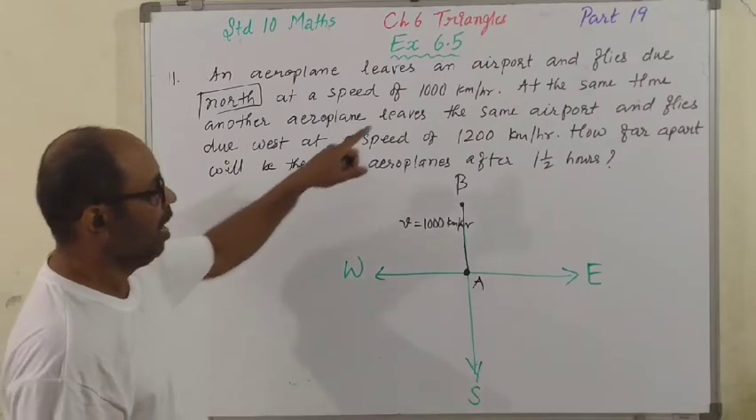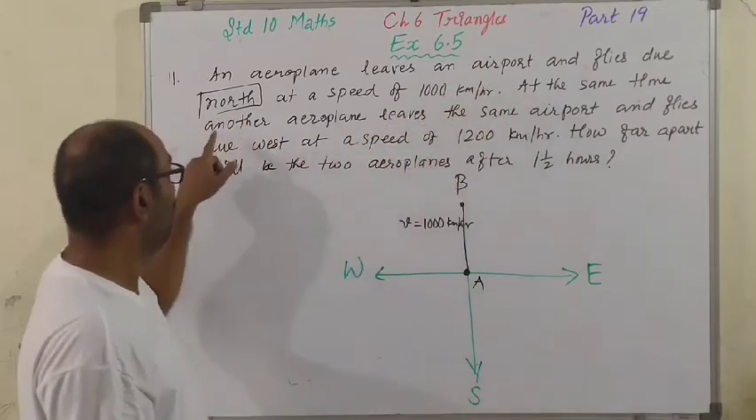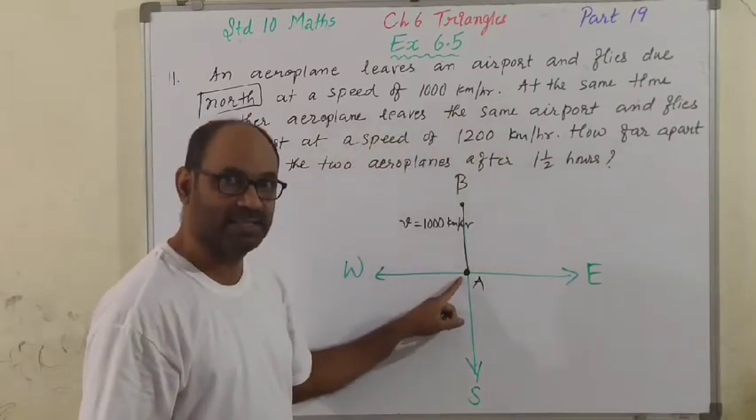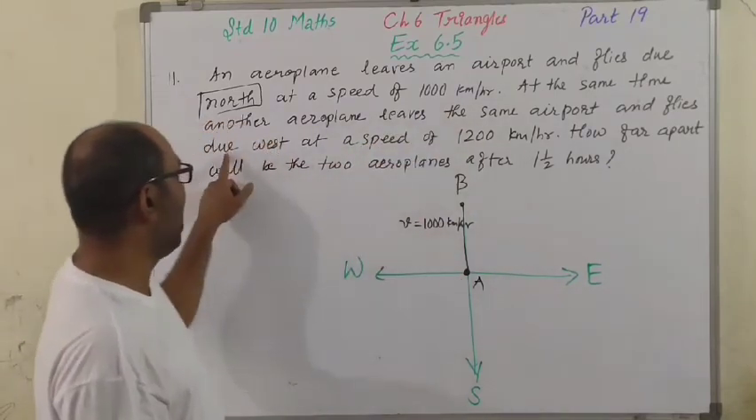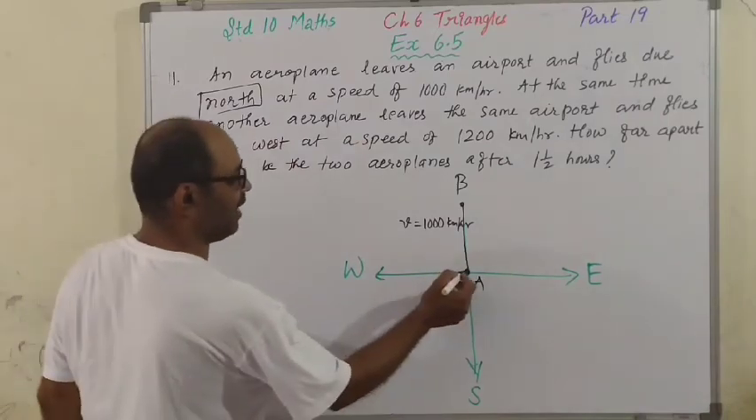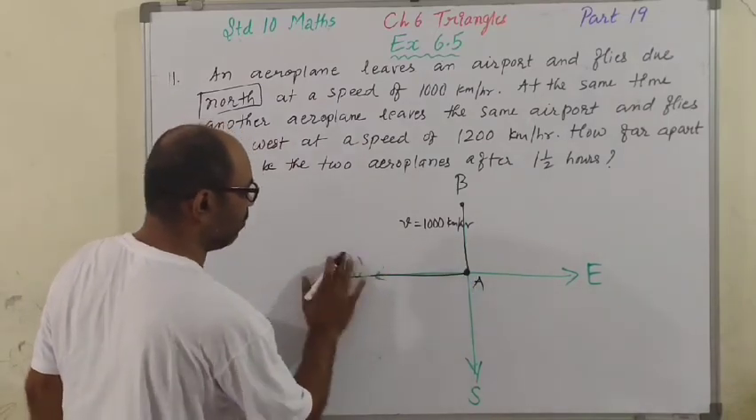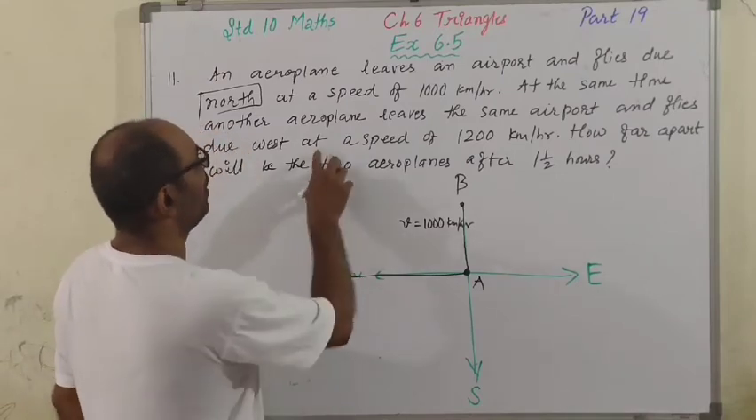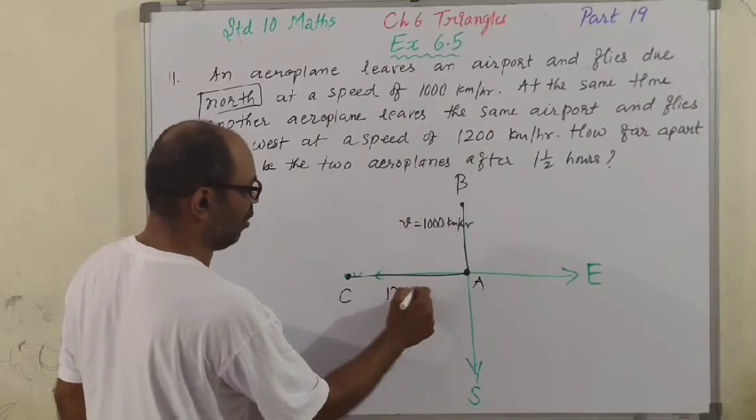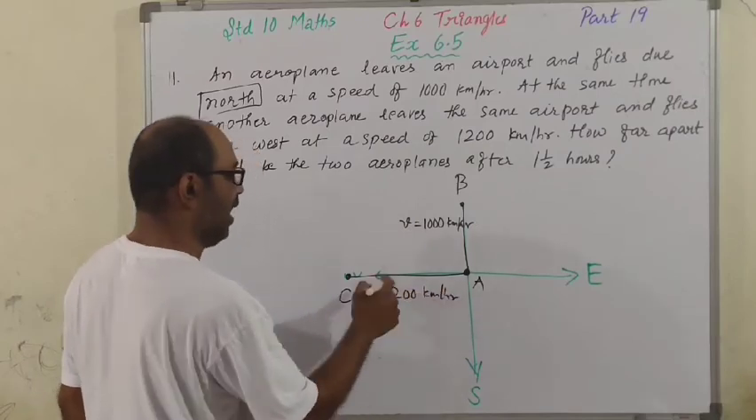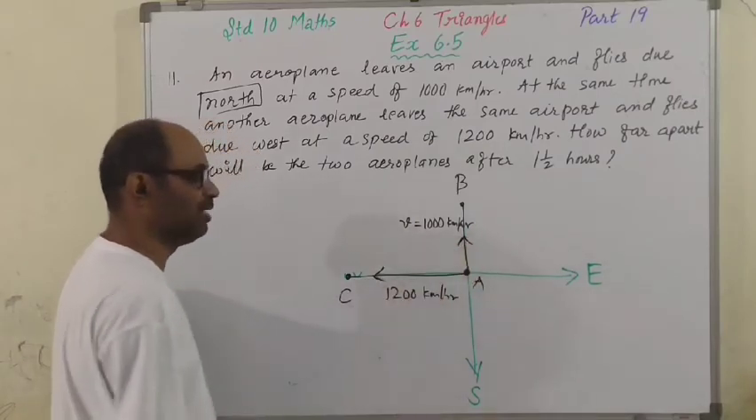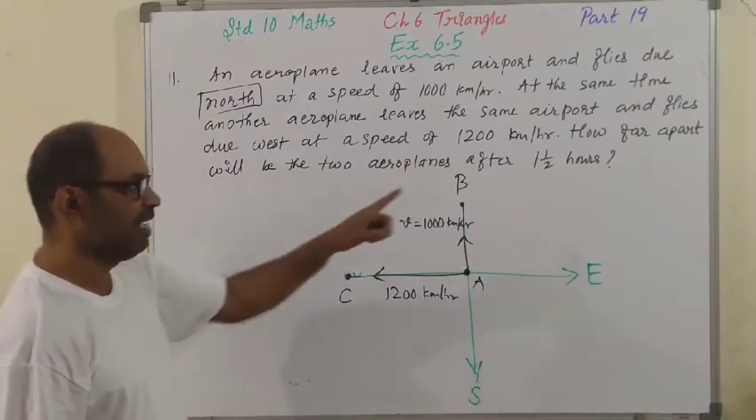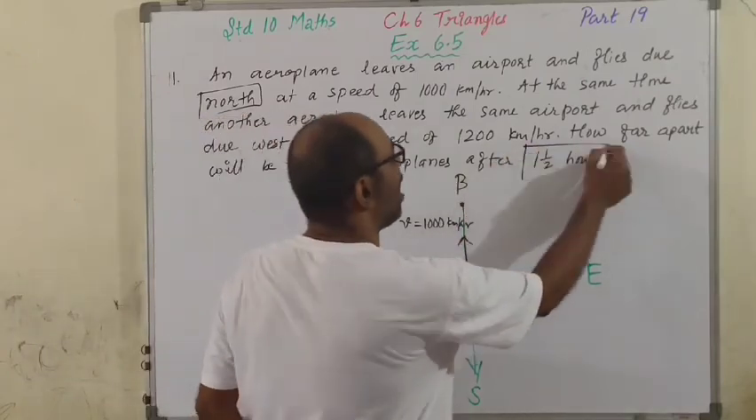Okay. At the same time, another aeroplane leaves the same airport. That means it starts from A and flies due west. Second aeroplane moves in this direction. Suppose it reaches here. That is C. Alright? With the speed of 1200 km per hour. ये एरोप्लेन ये बाजू जा रहा है, ये एरोप्लेन ये बाजू जा रहा है. How far apart will be the two aeroplanes after 1.5 hour?